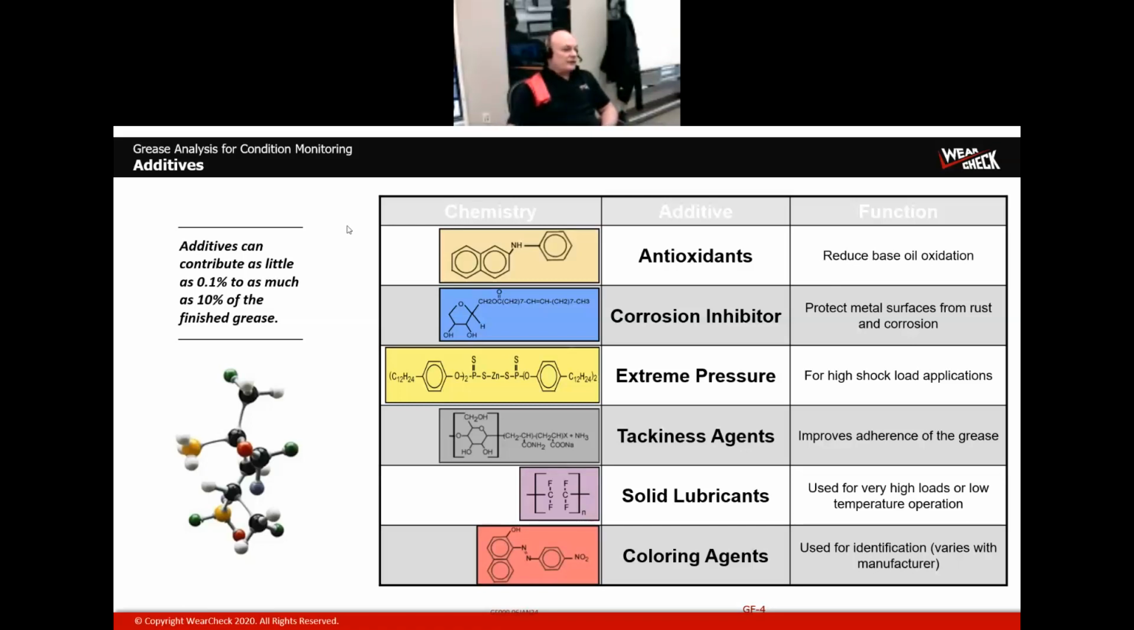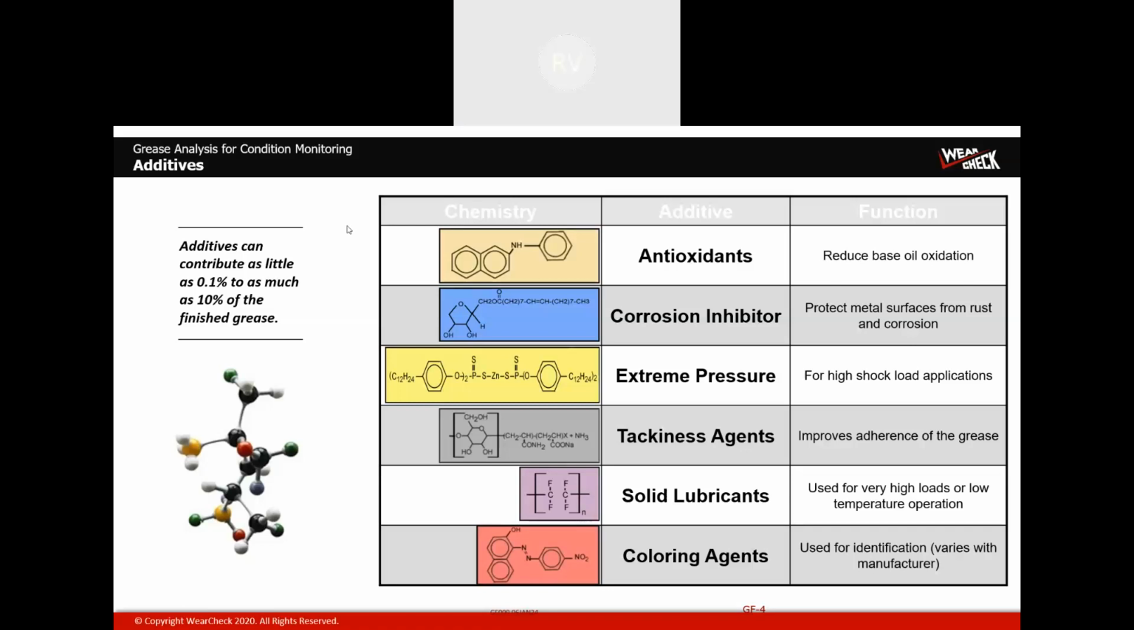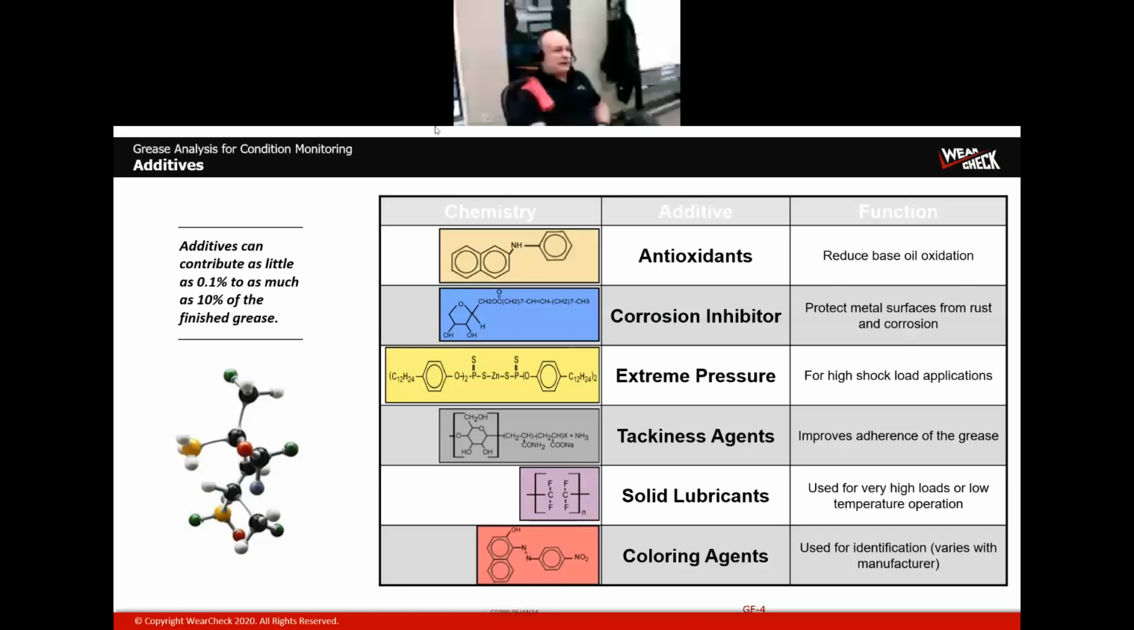Some of the differences are things like tackiness agents that are used to ensure that greases stay in place. Some oils as well will use solid lubricants, and greases are no exception. There are certain solid lubricants like molybdenum disulfide that can be blended into grease formulations to provide a solid lubricant in the place when we have an application where we may not have a fluid film. And then, unlike oils, coloring agents are employed in greases as well. I'm going to talk a little bit about that in a minute.